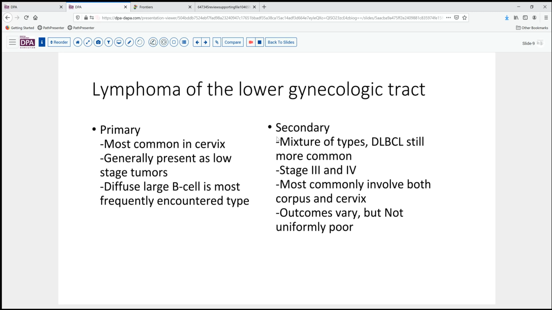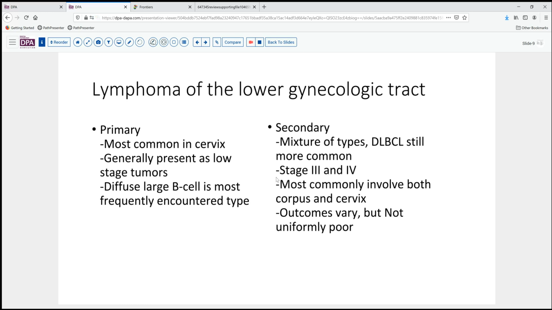but less so perhaps when it's more of the secondary type. And as I indicated, diffuse large B cells are the most frequently encountered type in primary lymphomas. Still most frequent in secondary type tumors, but other mixtures, follicular lymphoma, mantle zone, marginal zone lymphoma, and so forth can occur in secondary types. And these, of course, by virtue of being secondary, are usually stage 3 or 4.